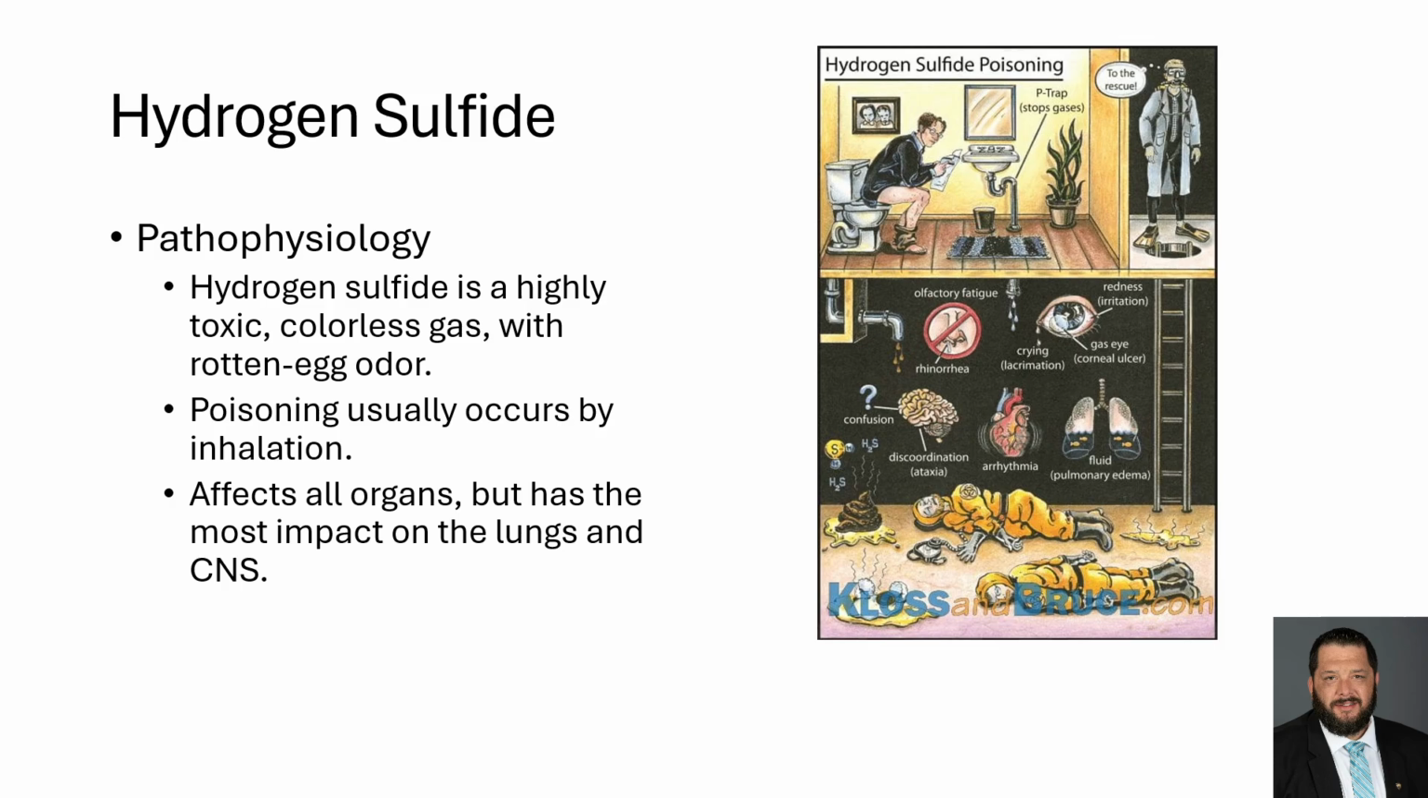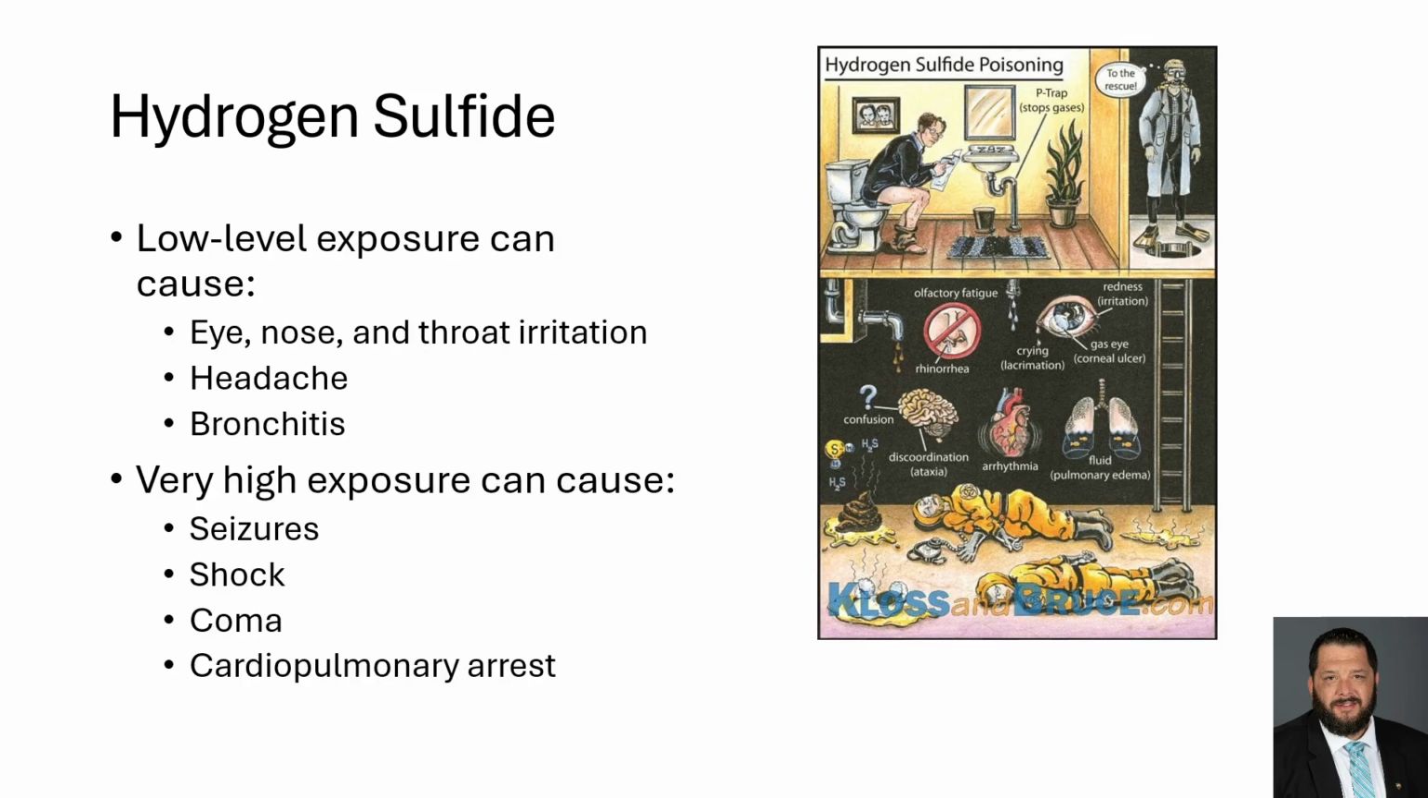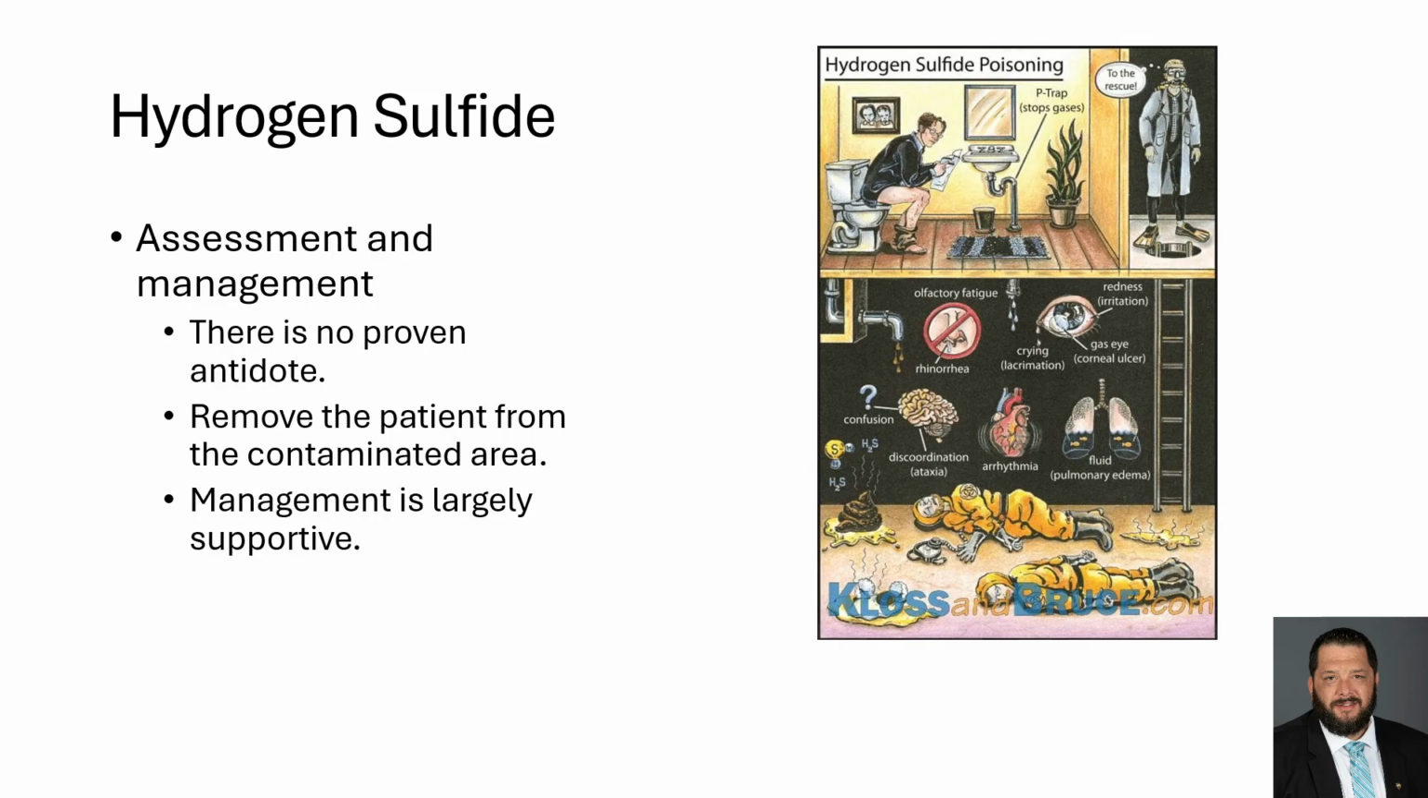Hydrogen sulfide, pathophysiology for this is a highly toxic colorless gas that has a rotten egg odor. Poisoning usually occurs through inhalation. It affects all organs but has the most impact on the lungs and central nervous system. Low-level exposures can create things like headaches and bronchitis, while very high exposures can create seizures, coma, cardiopulmonary arrest, and shock. For management, there's no proven antidote for hydrogen sulfide.